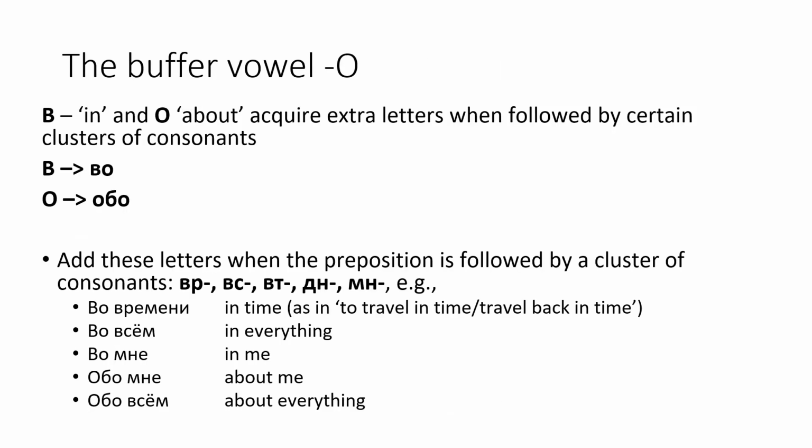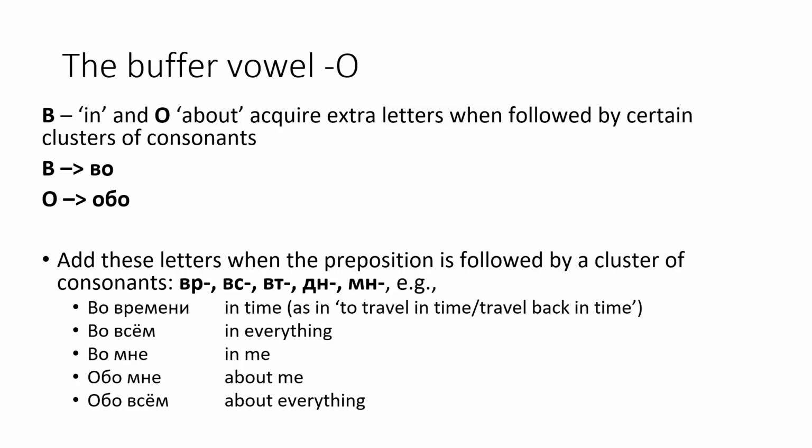So the last grammar thing I wanted to mention in this part of the lesson is the buffer vowel o, and it applies to the prepositions v and o, meaning about. So this is found when v or o come before a word that has a lot of consonants at the beginning. And it's all just about how to make it easier and clearer when speaking. So there are certain clusters of consonants such as vr, vs, ft, dn, and mn, as I've written them there.